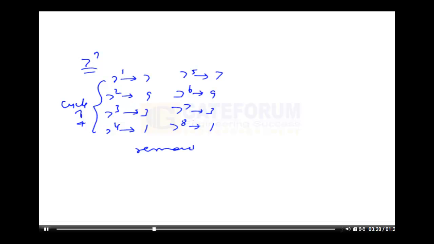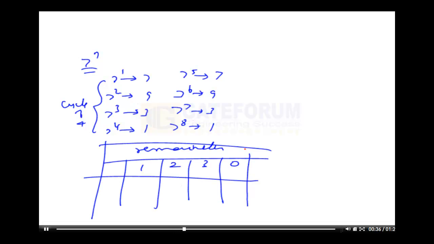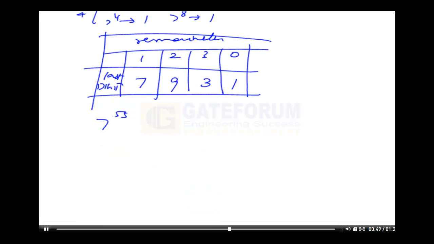Look at the remainders. You can write 1, 2, 3 or 0. Look at the last digit. 7 power 1 is 7. 7 square is 9. Power 3 is 3 and last is 1. So 7 power 555, 666, 777, 888 like before. The hundreds is not necessary.